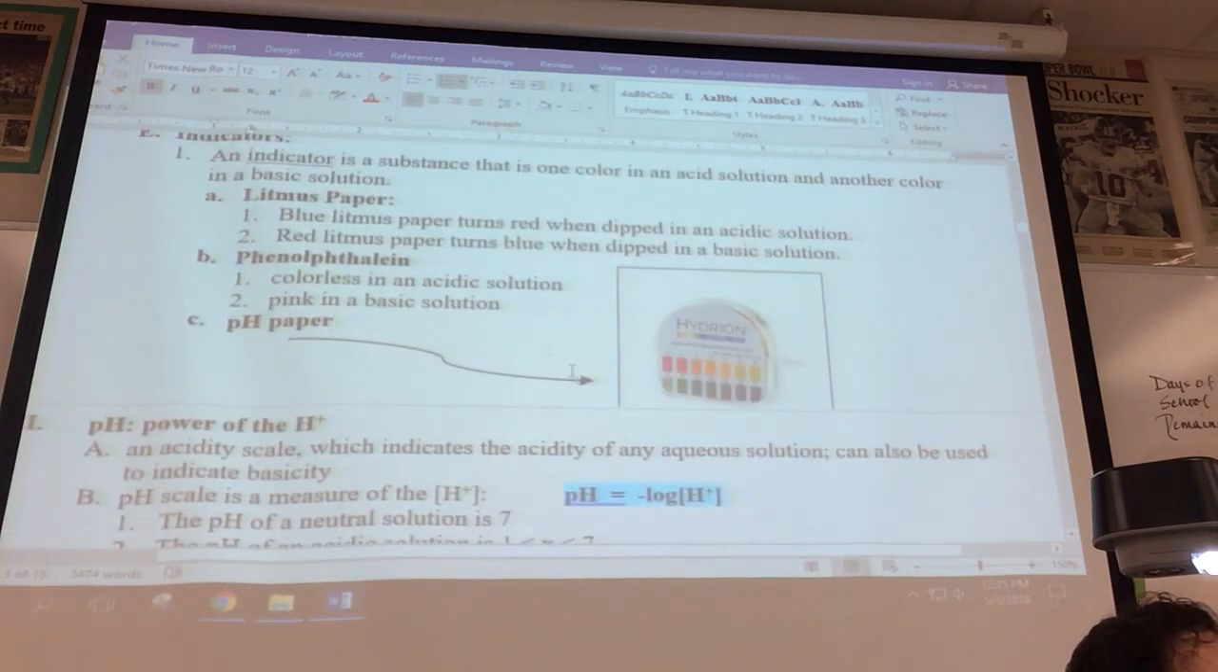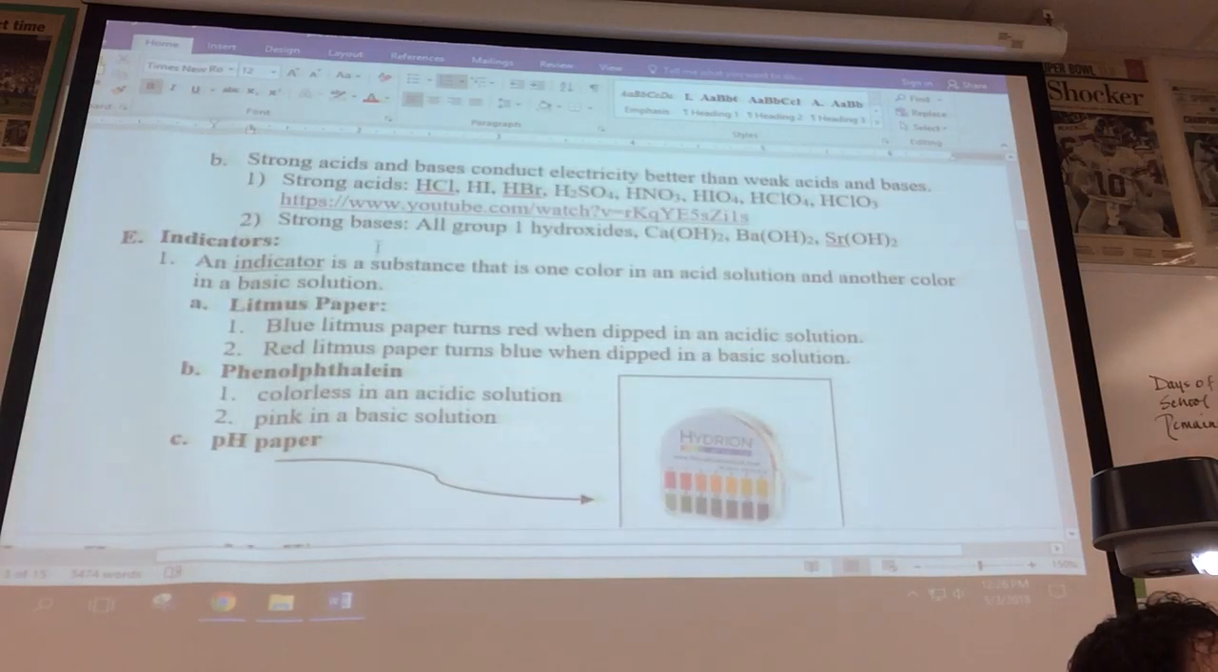Another indicator is pH paper. Have you used pH paper before? Some of you? So with pH paper, you dip it into your solution, and then you match it to the color shown here to figure out what the pH is. You can also use pH meters and things like that, and that would be more for advanced chemistry. So those are some indicators you can use.